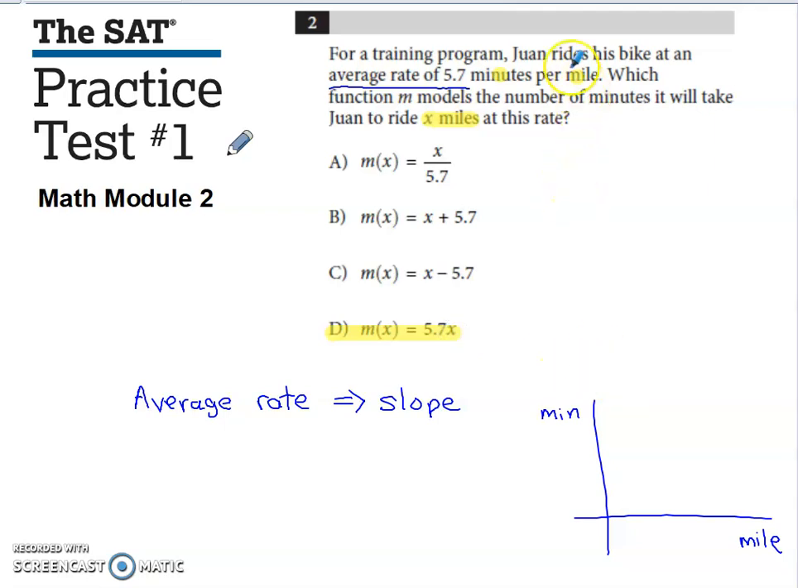If these units were inverted and it said miles per minute, we would have the units on the axes change, and then the calculation for slope would be miles divided by minutes. That's not the case here, based on the fact that they're telling us x is measured in miles and how they're presenting the units of that slope calculation.